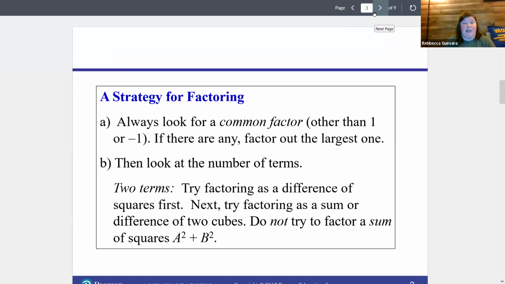If we have two terms, we try factoring as a difference of squares first. If you don't have a difference of squares, then you're going to try something else. Next, try factoring as a sum or difference of two cubes. If they're not two cubes, then don't try to factor the sum of a squared plus b squared. If you have a difference of two squares, try to factor that. If you have a difference or a sum of two cubes, try to factor that. And pretty much anything else, if it doesn't fit the difference of two squares or the sum or difference of two cubes, then there's probably not more you can do to factor it.